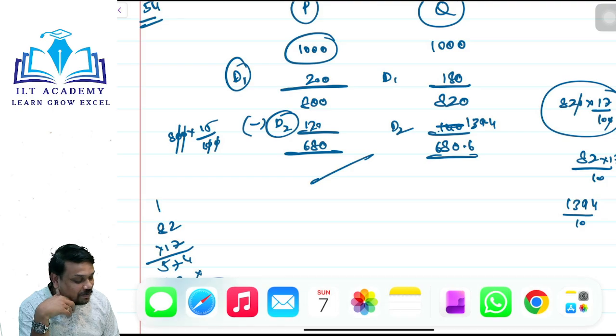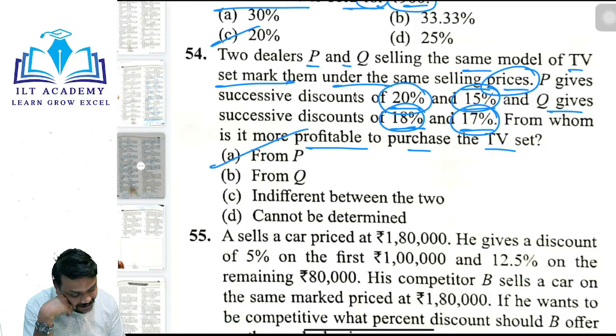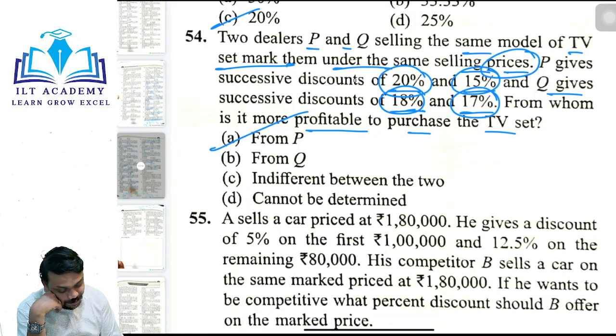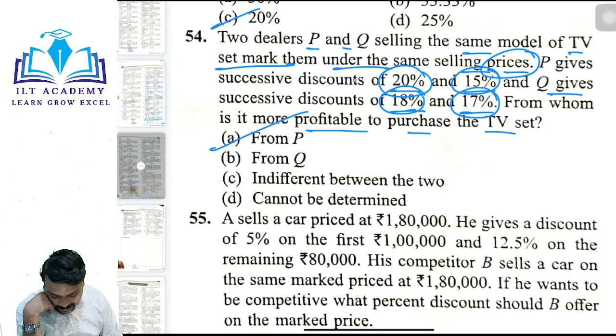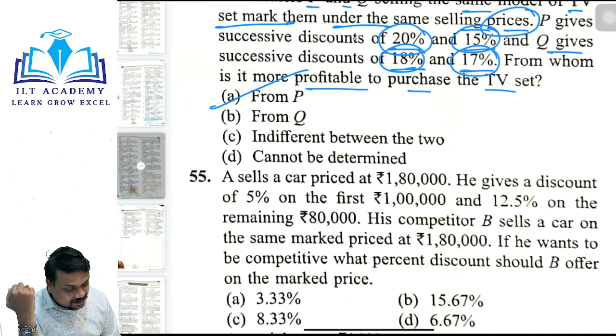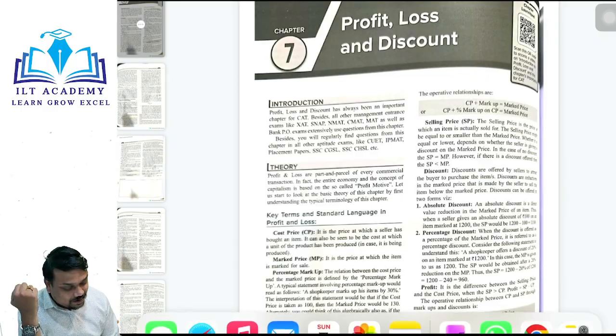Which is better? P. The difference is negligible, 0.6 rupees. Clear? Any doubts? Did not understand? For just 1 rupee, buying from P is the better option. Next one, see.